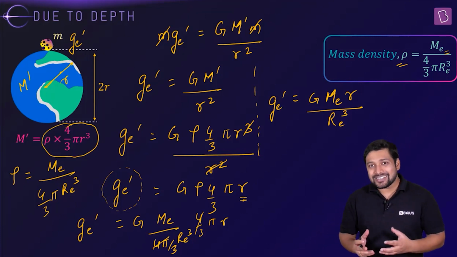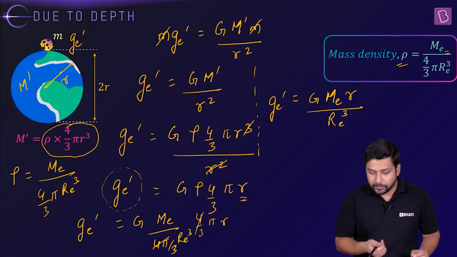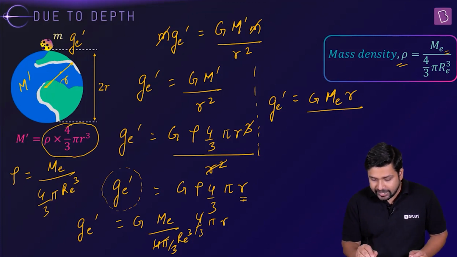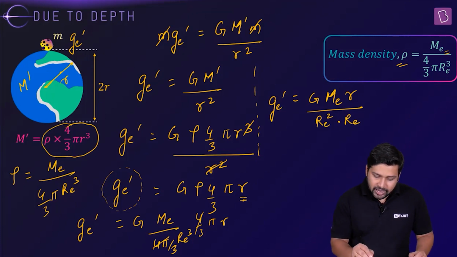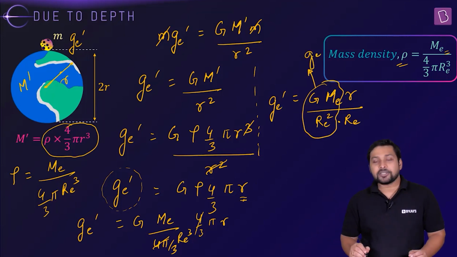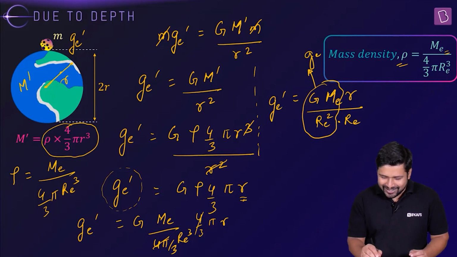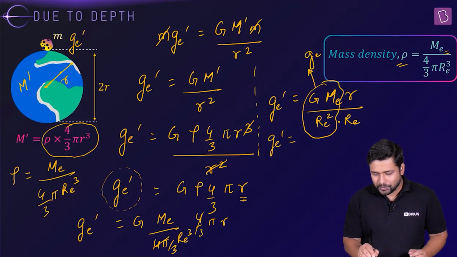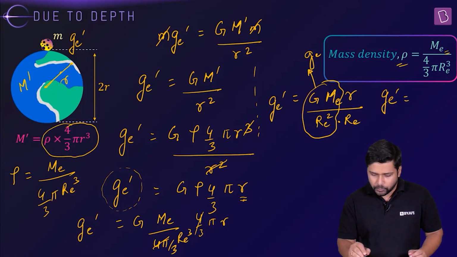Now, can I write this in the form of acceleration due to gravity? Can this Re cube be written as Re square times Re? Yes. And what is G Me by Re square? This is nothing but the acceleration due to gravity on the surface of the earth. Correct? So I can rewrite this as Ge dash is equal to Ge times small r divided by Re.